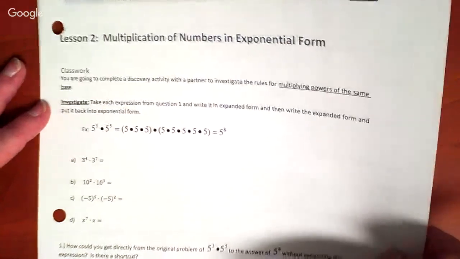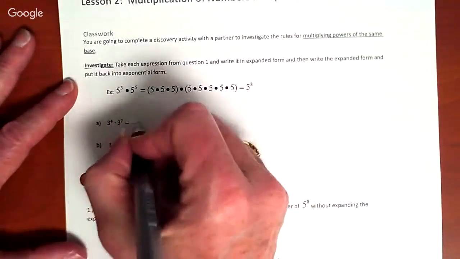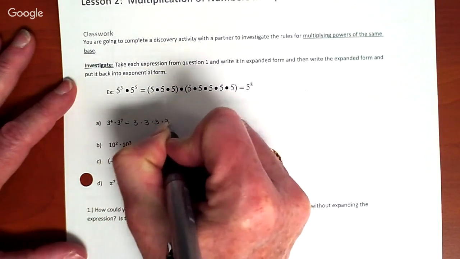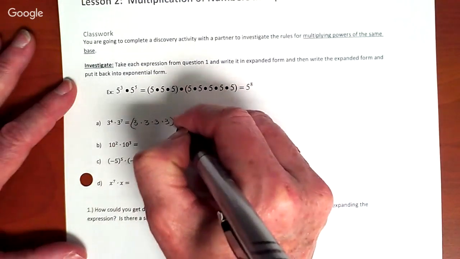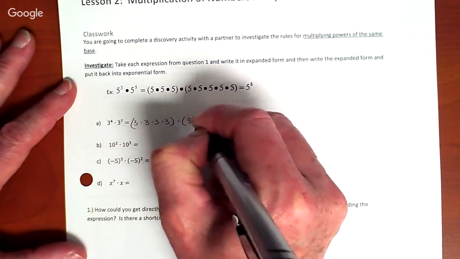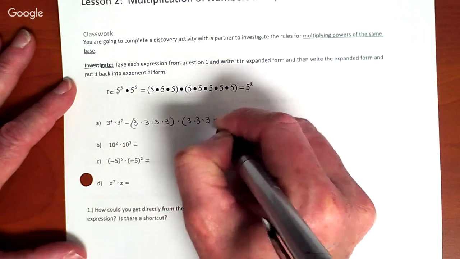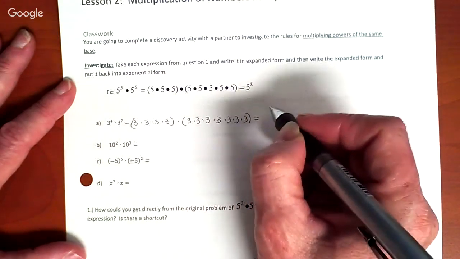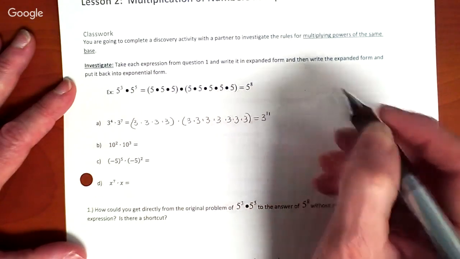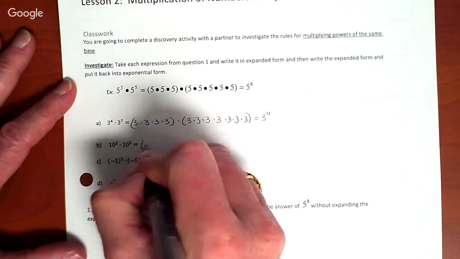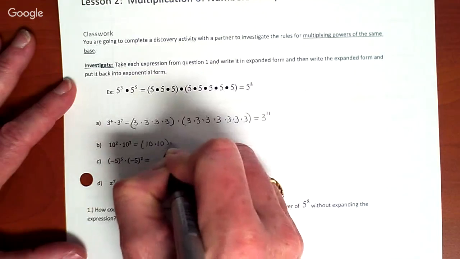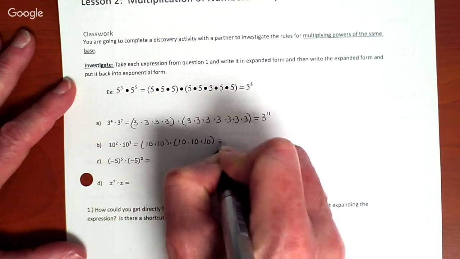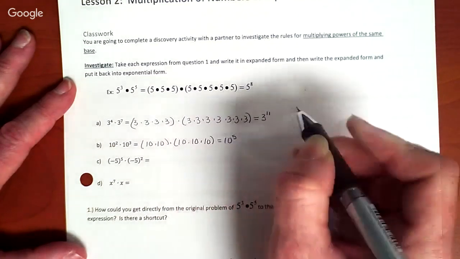So 3 to the 4th times 3 to the 7th would be 3 times 3 times 3 times 3, and we're going to multiply that by 3 times 3 times 3 times 3 times 3 times 3 times 3. And all of that would be equaling 3 to the 11th power. Here we have 10 times 10 times 10 times 10 times 10, which would equal 10 to the 5th power.